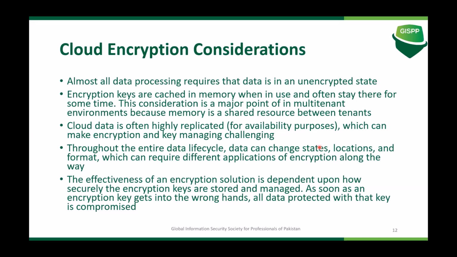Second, cloud data is often highly replicated, with data dispersion, as we talked about, for availability purposes, which can make encryption and key management a challenge, because since data is spread across multiple geographical locations, the encryption and key management can be challenging. Throughout the data lifecycle, data can change states, location, and format, which can require different application of encryption along the way. So again, data encryption can be for data at rest, stored in archive.